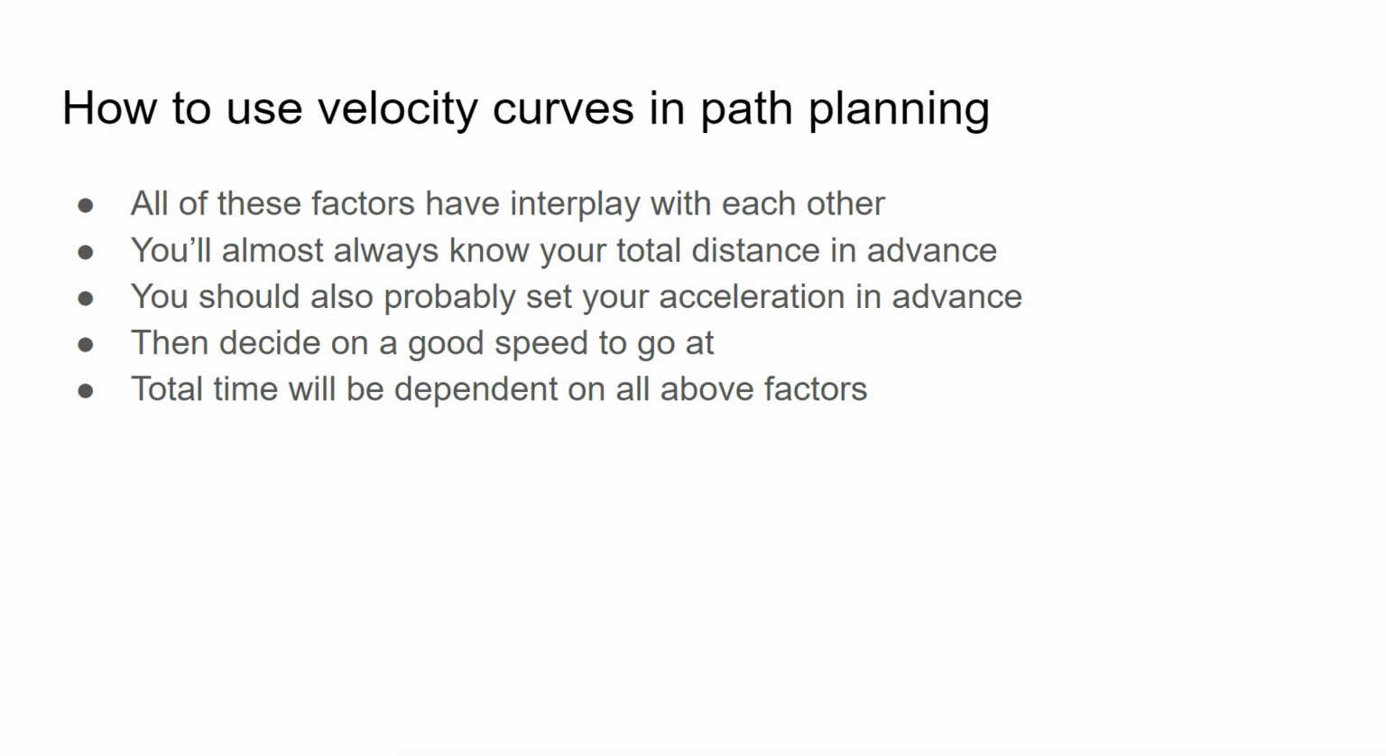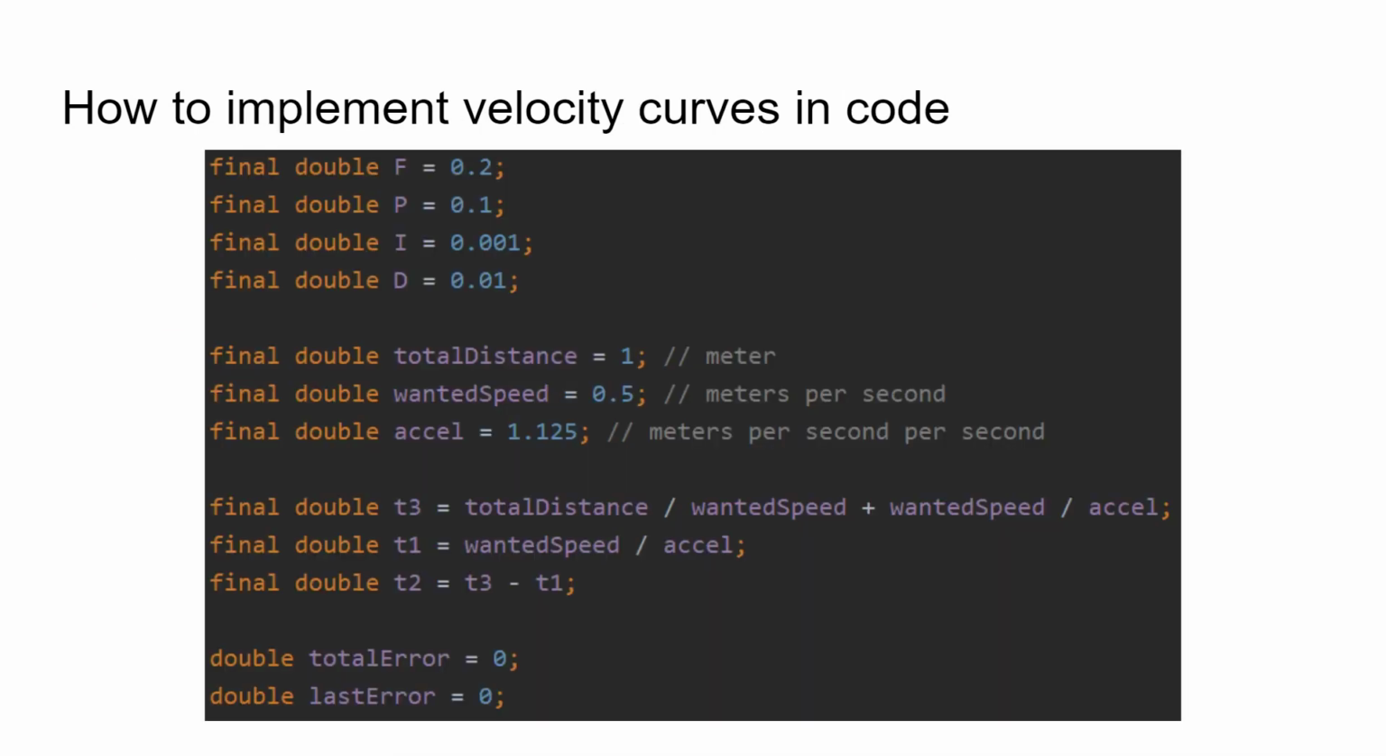Okay, so looking at this, knowing this, let's now look at some code. All right, so first thing, I've changed up our constants a little bit. F, P, I, and D are all the same. We still have total error and last error, but we've got a whole bunch of extra constants here. We have total distance we want to travel. We have wanted speed that we want to max out at, and we have the acceleration we want to use to get to that speed. And then we've got some formulas here.